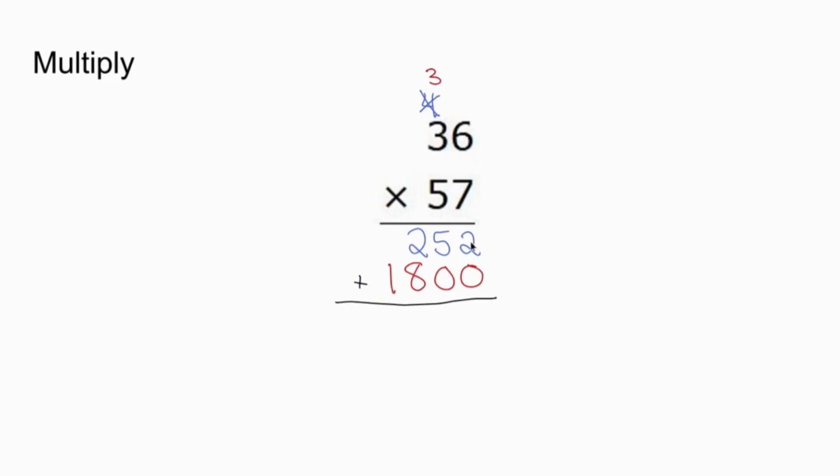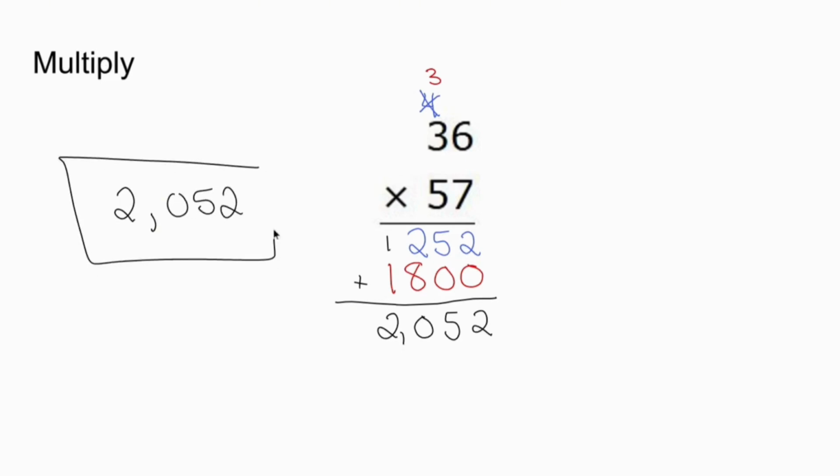Now when you're done multiplying all of your numbers, you're going to add the numbers that you got. 2 plus 0 is 2. 5 plus 0 is 5. 2 plus 8 is 10. Write out 0, carry over a 1. And 1 plus 1 is 2. So we go from the right, 1, 2, 3, put a comma there, and we end up with 2,052. And that is our answer.